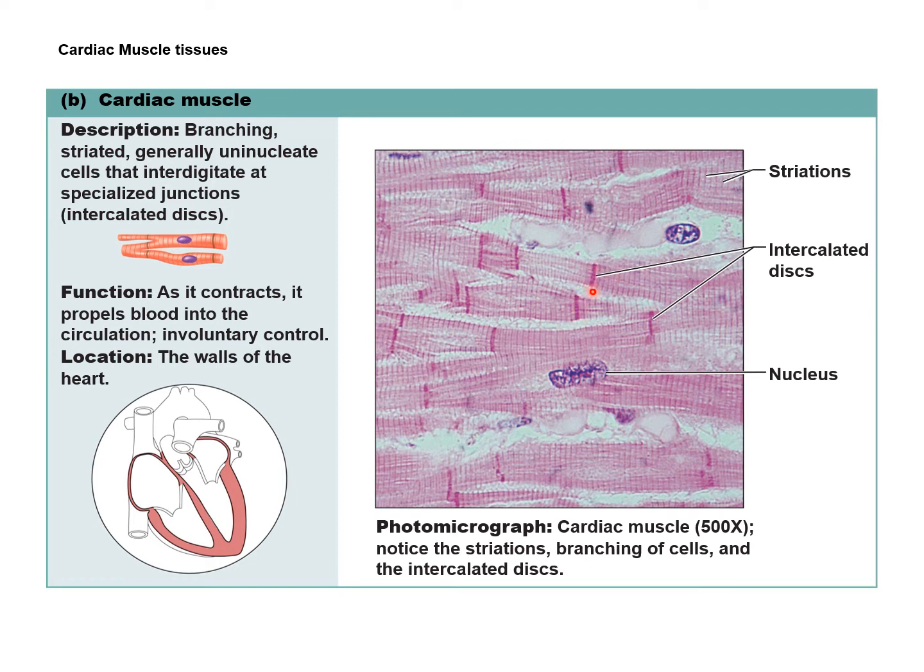Intercalated discs connect muscle fibers together in the heart. They contain gap junctions, which allows the electrical signal to pass very quickly from one cardiac muscle cell to another. This way, when one cardiac muscle cell contracts, they all contract, and that's what makes an effective pump.